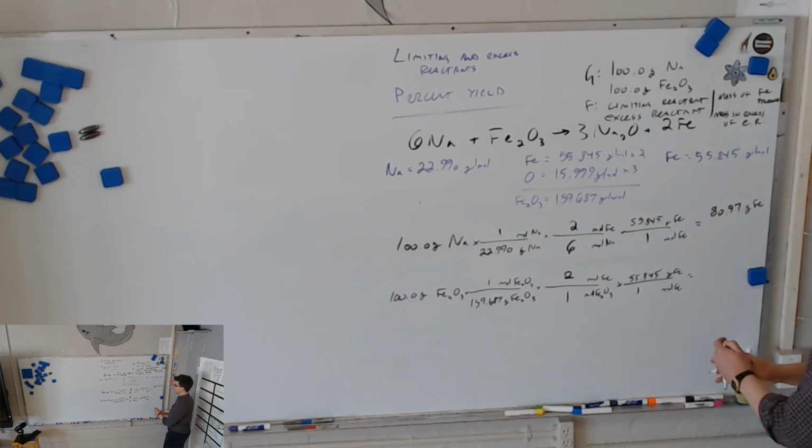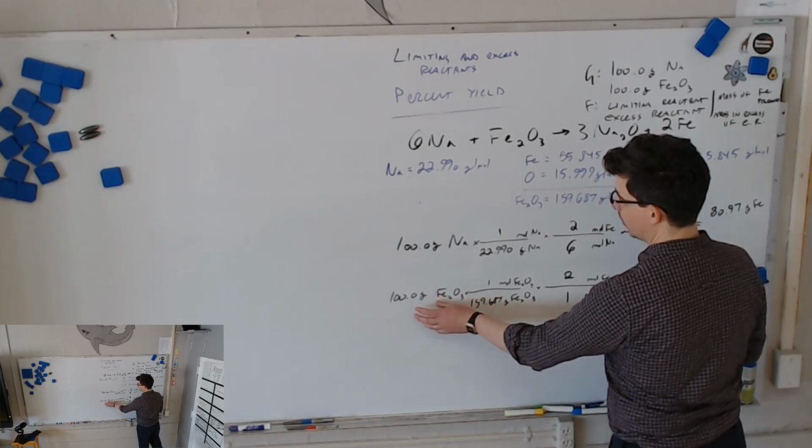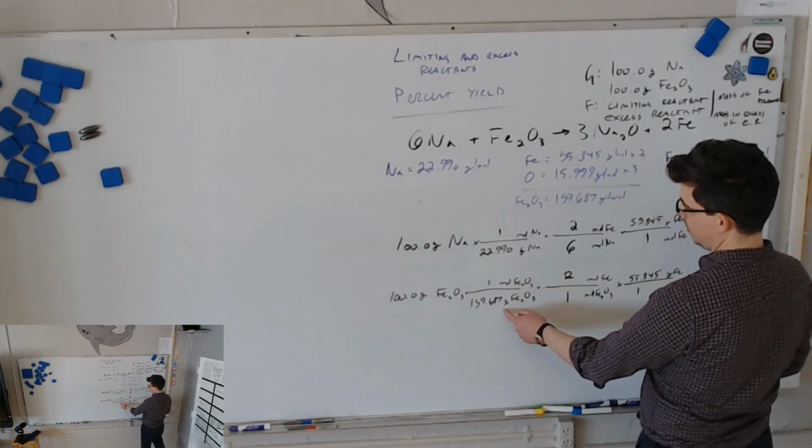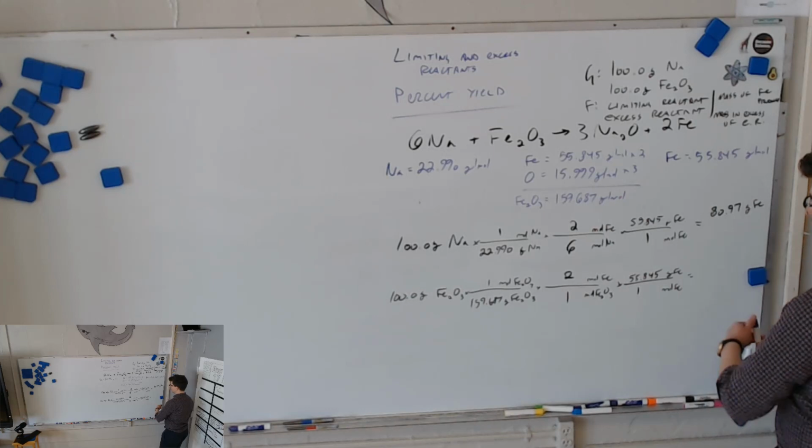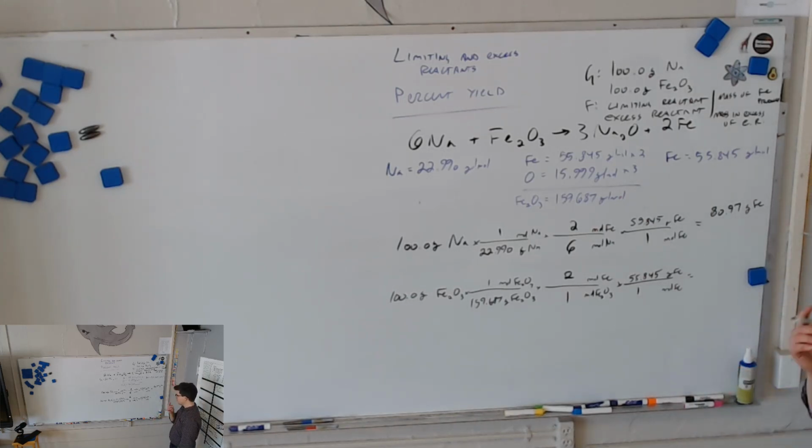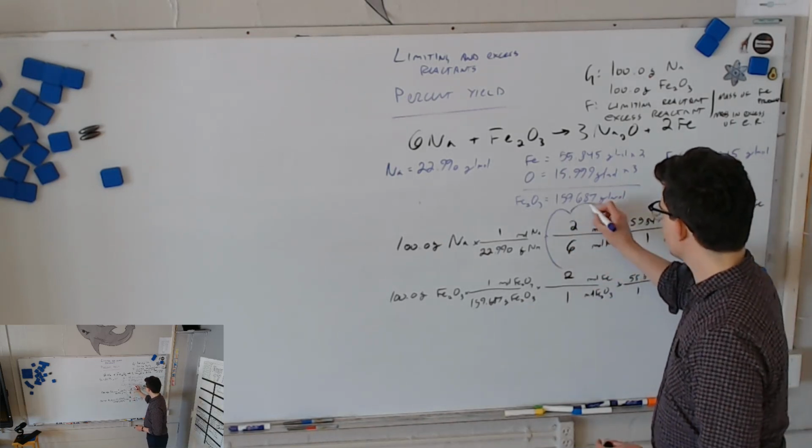I've just set up, so now we're doing the same thing except we're converting from grams of iron 3 oxide, which I put here on the bottom, of course, use a different mole ratio, and then we're converting to grams of iron. What am I missing here?